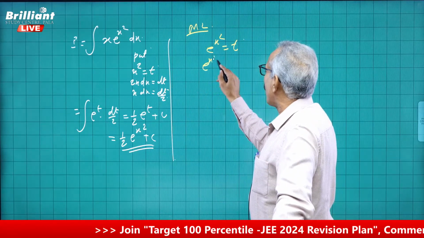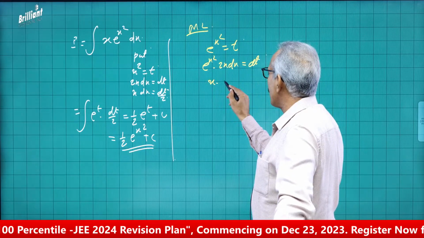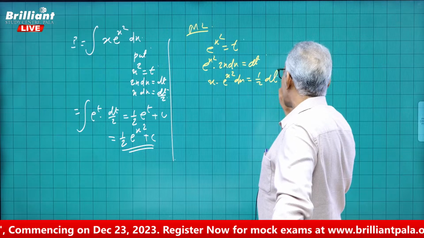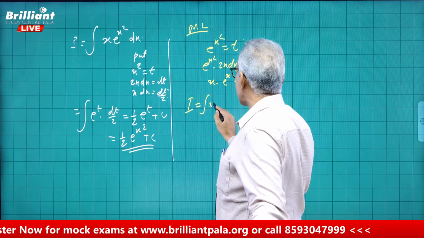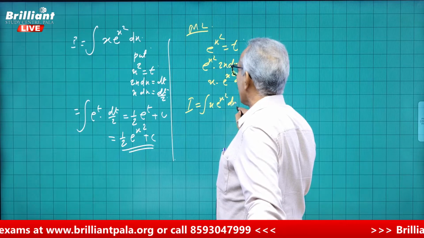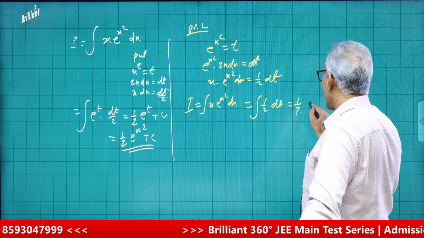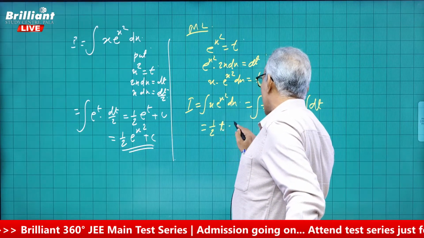e raised to x square into 2x dx is equal to dt, or x into e raised to x square dx is equal to 1 by 2 dt. Now look at your question. Your question is integral x into e raised to x square dx. So that is equal to integral 1 by 2 into dt. That is 1 by 2 into integral dt. That is equal to 1 by 2 into t plus c.